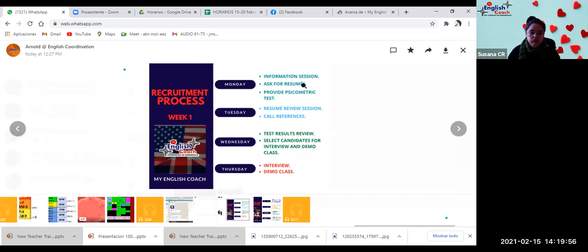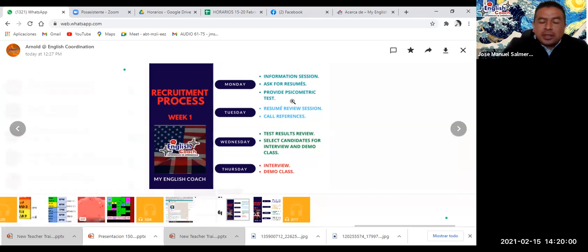You didn't pass through all of this, right? Today we have our first session. We're going to give the information about the project. We're going to ask for resumes, and we're going to provide a psychometric test to identify their knowledge, their background, their personality, etc.